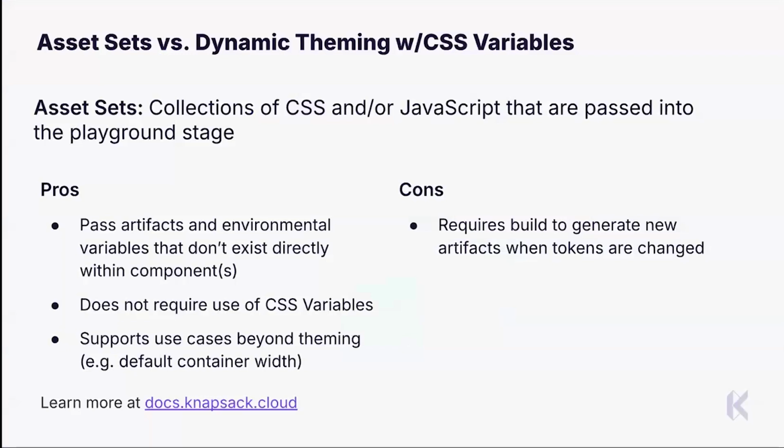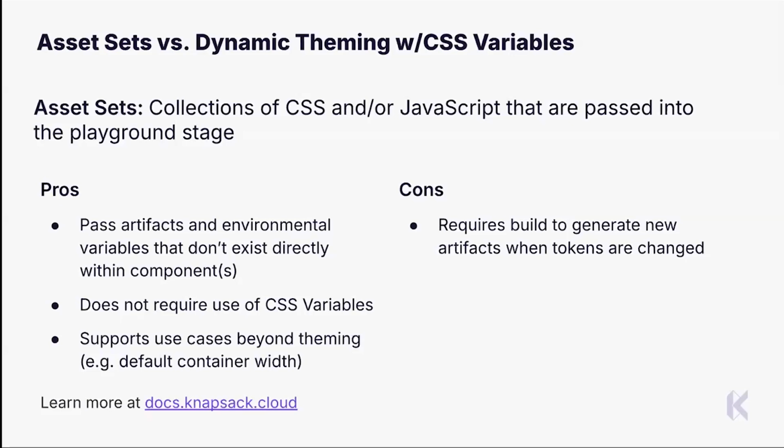And they somewhat map to the tokens versus variables approach, but they're certainly not mutually exclusive. So the first is asset sets, and we'll show you all this in the product in just a moment. Asset sets are essentially sets of assets, is one way you could describe them. Collections of CSS or JavaScript that you can pass into the playground stage. Playground stage being the little interactive component area within Knapsack.